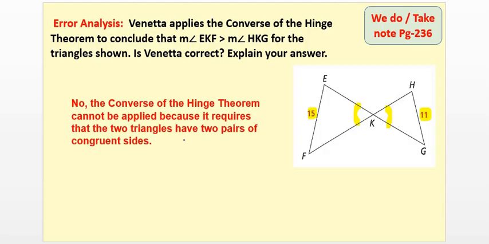That we should know that the two triangles have two pairs of congruent sides, and here it's not mentioned whether there are any two pairs of congruent sides there. Clear? Okay, let's solve the next question now.